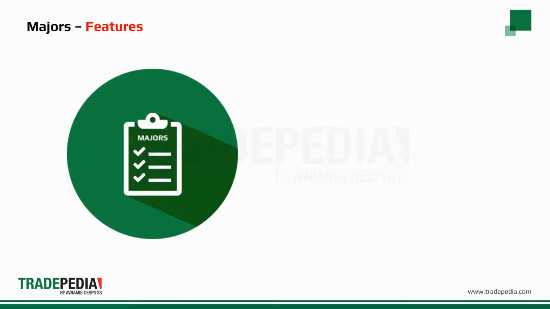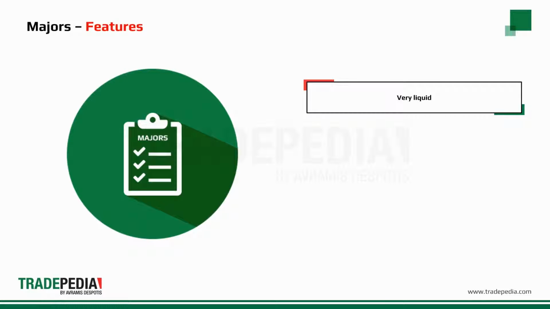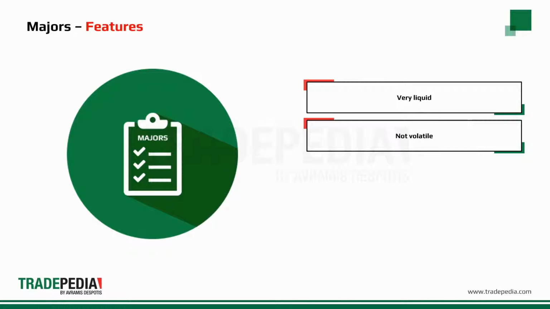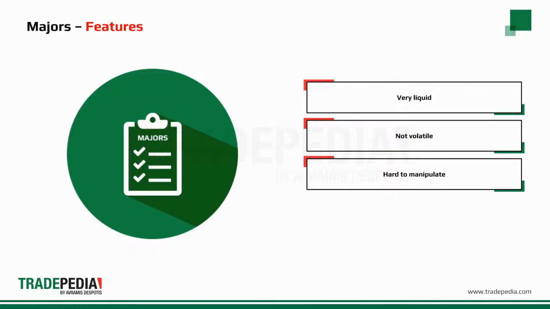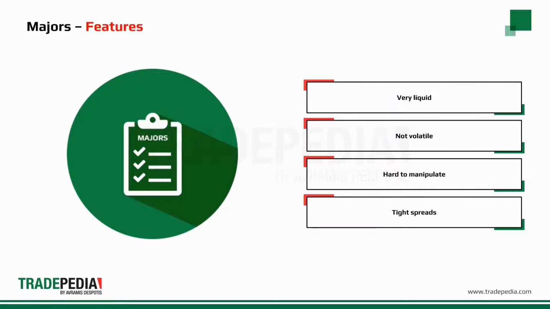The major Forex pairs represent 80% of the daily traded volume and have the following features. They are very liquid as they are heavily traded. They are not very volatile compared to other pairs. They are very hard, if not impossible, to manipulate. They are characterized by very low transaction costs as a result of their high liquidity. Beginner Forex traders are strongly advised to trade only the major pairs.